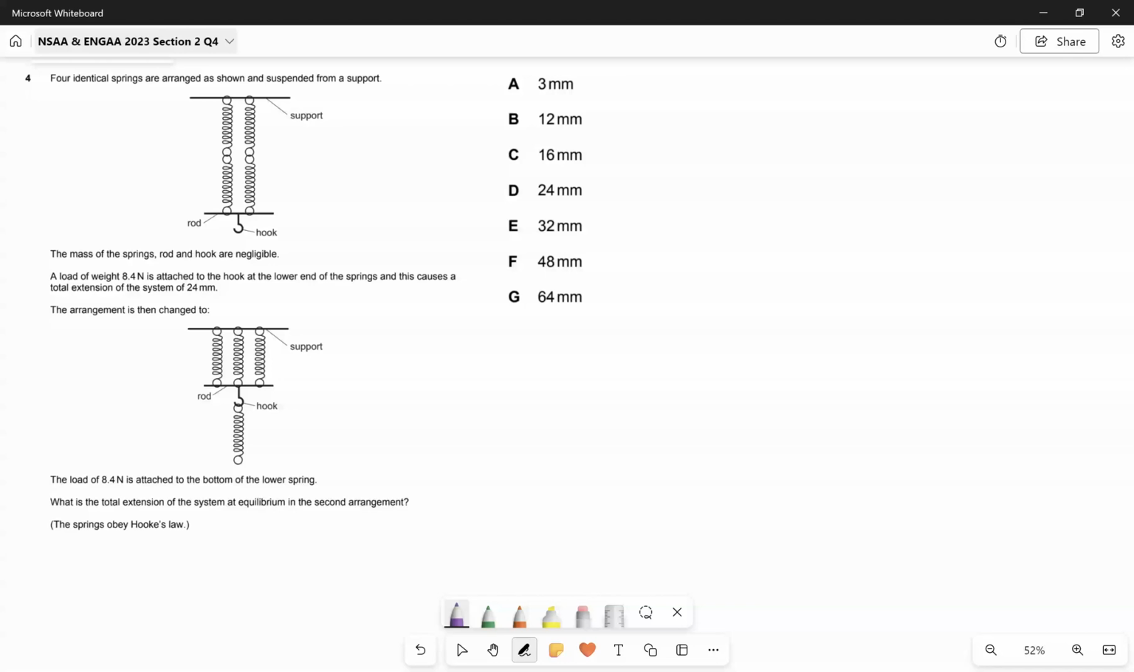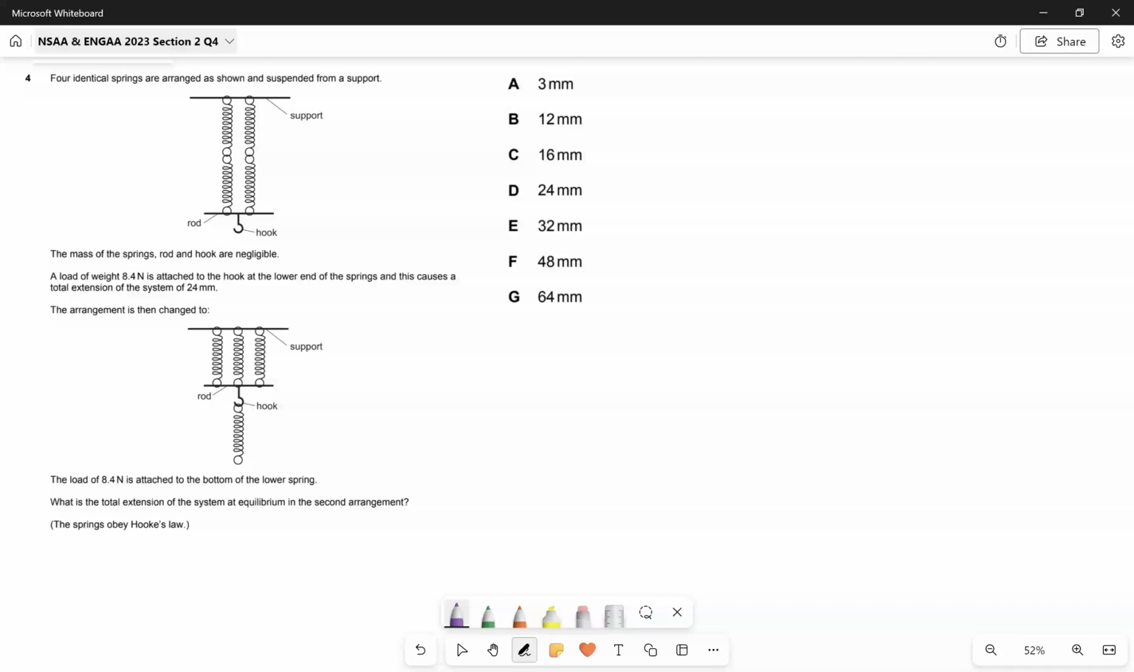Four identical springs are arranged as shown and suspended from a support. A load of weight 8.4 newtons is attached to the hook at the lower end of the springs, and this causes a total extension of the system of 24 millimeters.